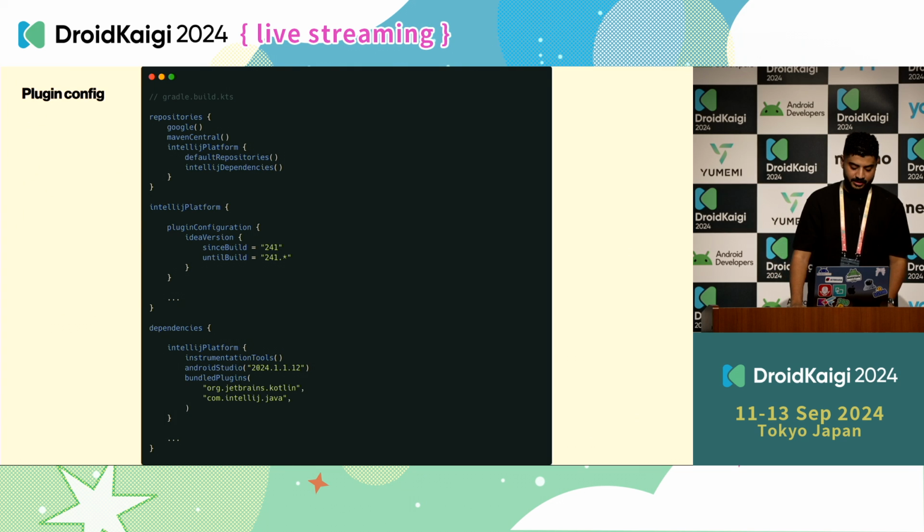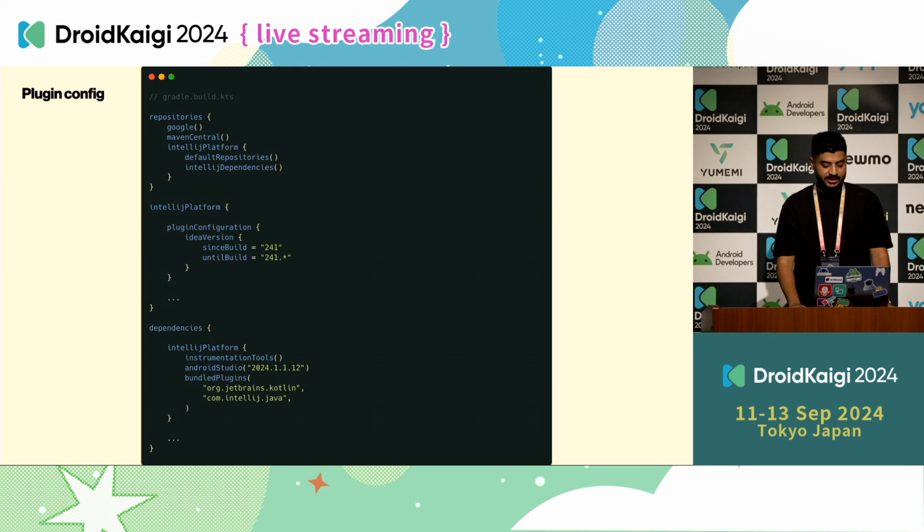Now, let's configure the plugin. In the build.gradle file, you have the same blocks we usually see in any Gradle project. Inside the repositories block, there is the IntelliJ platform extension, which you can use to add default repositories and default dependencies that might be required by your plugin.